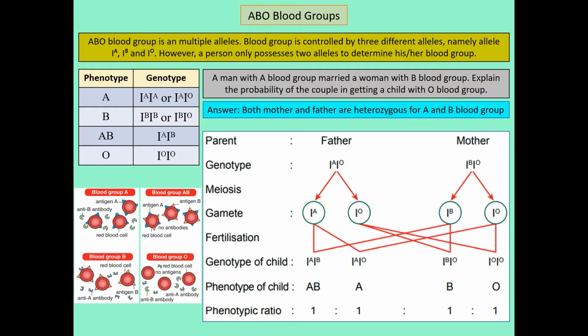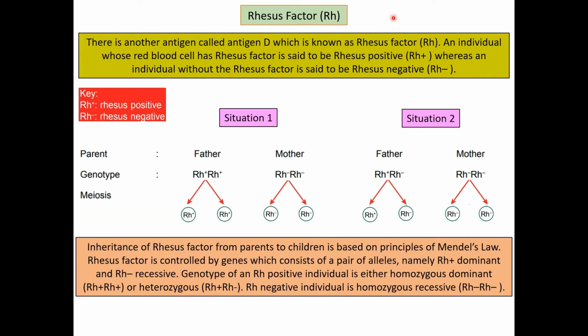Rhesus factor. Besides antigen A and antigen B on the surface of the human red blood cell, there is another antigen called antigen D, which is known as rhesus factor. An individual whose red blood cell has rhesus factor is said to be rhesus positive, whereas an individual without the rhesus factor is said to be rhesus negative.